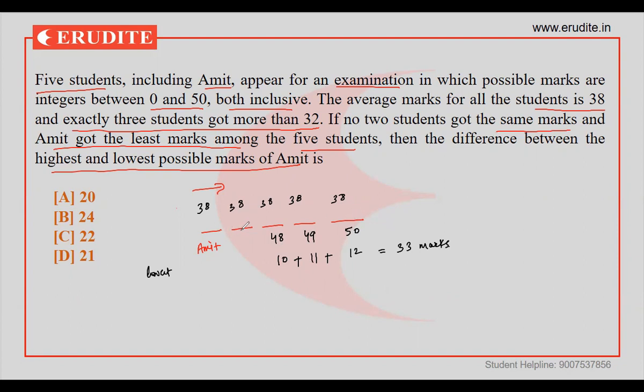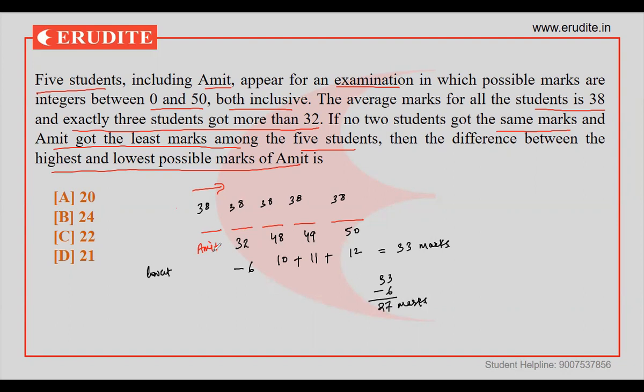And the condition is that I'm trying to give as minimum marks as possible to Amit. So what is the maximum marks I can give to this student? I can give 32, which is how much lesser than 38 guys? 6 marks lesser. So net how much do we have in total? This is 33 minus 6. There's 27 marks extra I have.